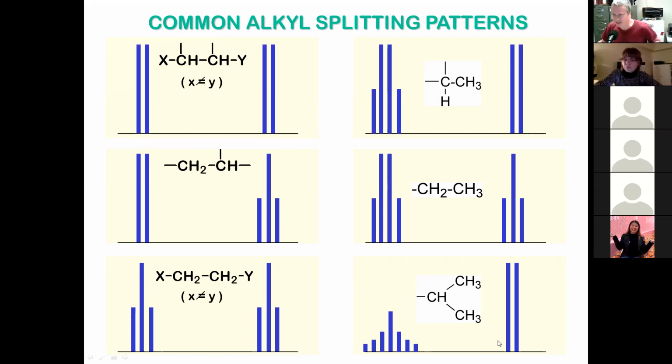That's a bunch of cool examples of the n+1 rule, and we call these common splitting patterns. We see a lot of different things, and these are a couple examples. All right, let's see some more.